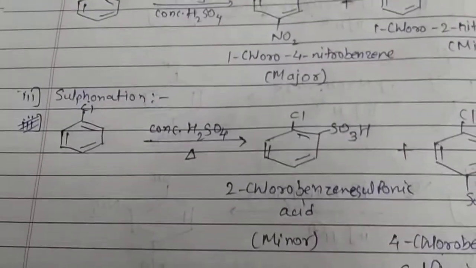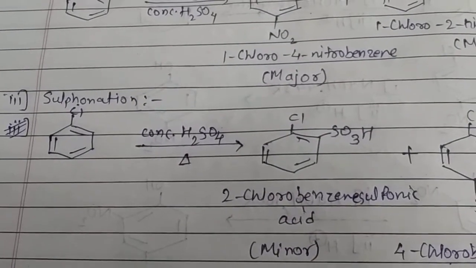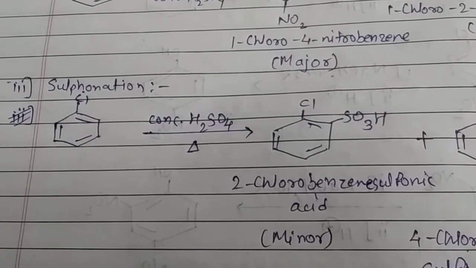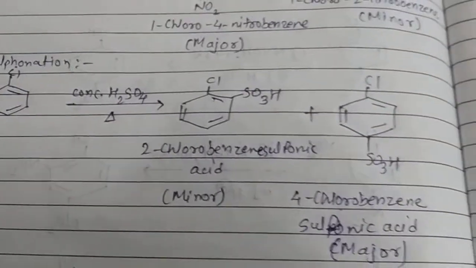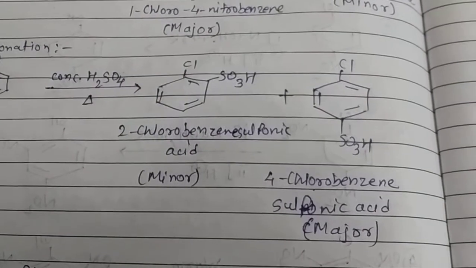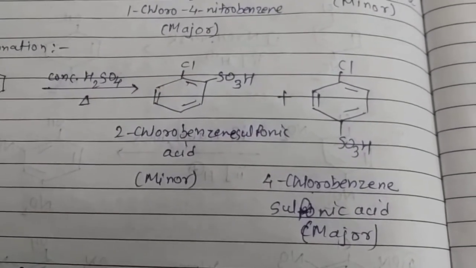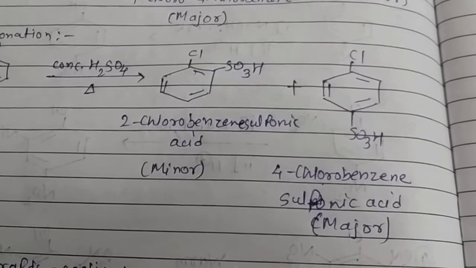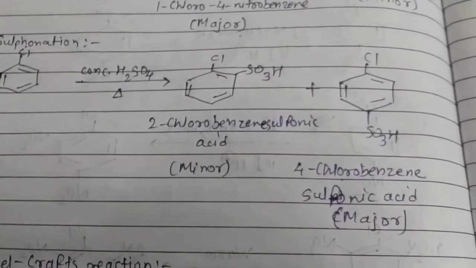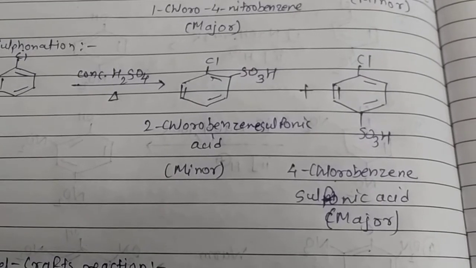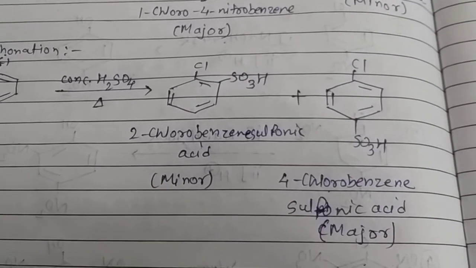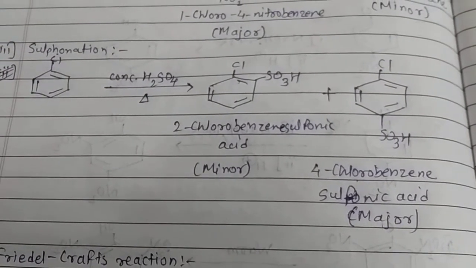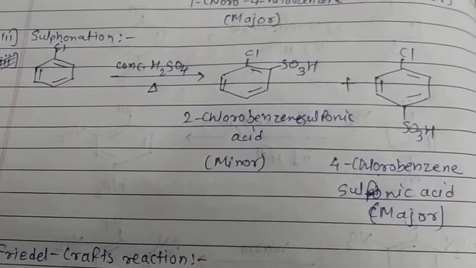Then the next reaction is sulfonation. In sulfonation, SO3H is an electrophile produced by concentrated sulfuric acid. Again para is the major product, Cl is ortho-para directing. So again here para is the major product, ortho is minor because of steric hindrance. So we get two products after substitution, 2-chlorobenzene sulfonic acid and 4-chlorobenzene sulfonic acid. 4-chlorobenzene sulfonic acid is the major product because it is the para one.